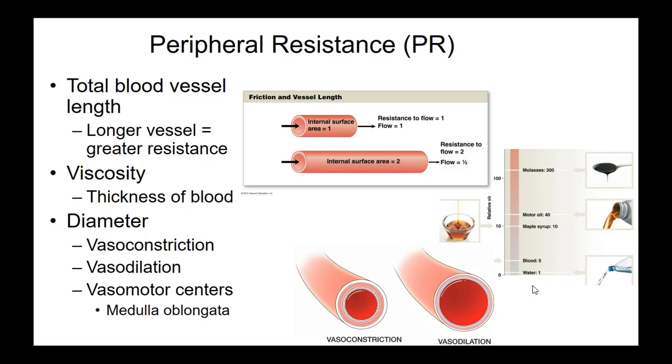Certainly, the thickness of blood can also impact blood pressure. So if we have, say, a huge amount of EPO stimulating a lot of production of erythrocytes, that makes the blood thicker. It increases resistance.